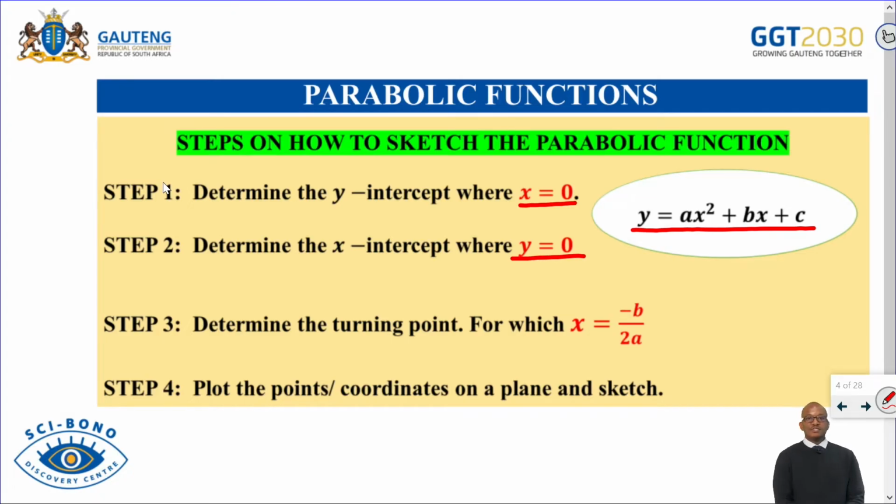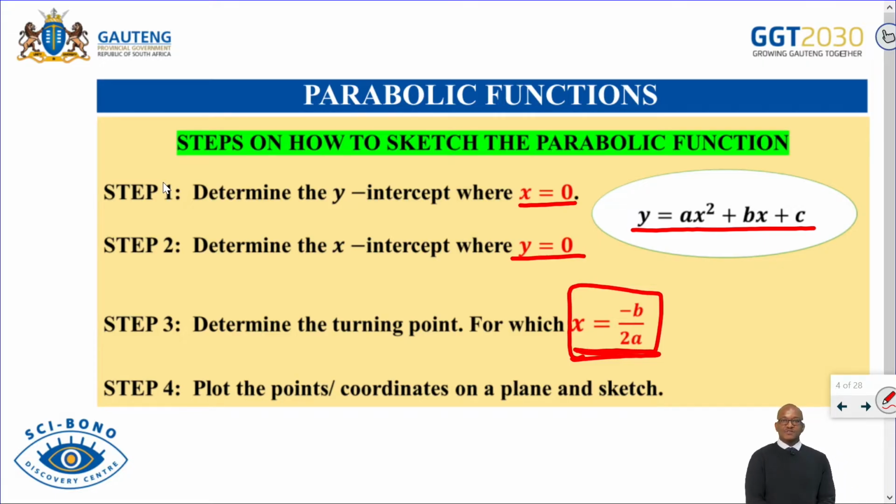Now, step 3, you have to determine your turning point. As you determine the turning point, the x value of the turning point is given by the equation x is equal to negative b over 2a. And remember, this equation is there in your formula sheet or information sheet. So when you're using x is equal to negative b over 2a, that's where we're talking about the axis of symmetry or the x value of the turning point.